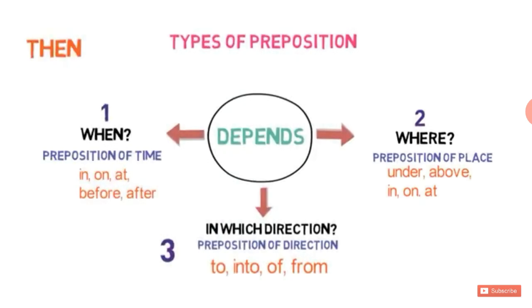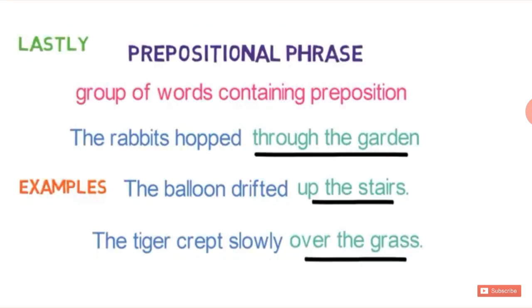Okay, in the second thing, we learned the types of prepositions. It depends on the situation, like when it happened, or in which direction, or where, isn't it? And then prepositional phrases. As we know, prepositional phrases are very easy to understand. A group of words containing prepositions, isn't it? Through is a preposition, so "through the garden" contains the preposition, so we can call it a prepositional phrase.